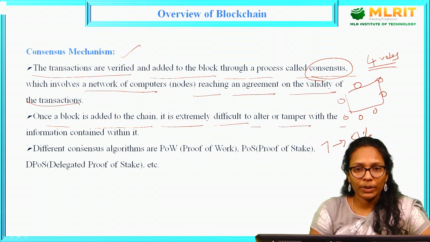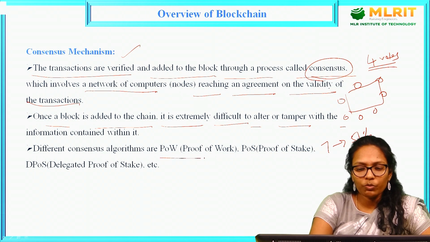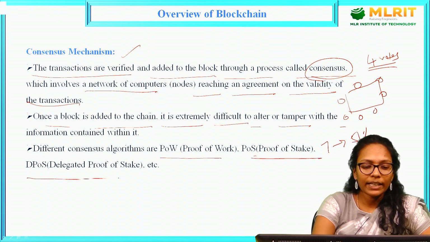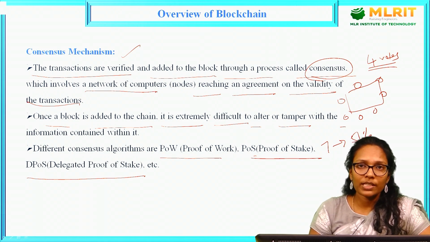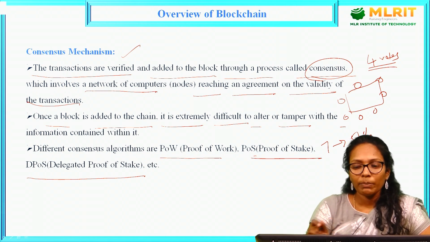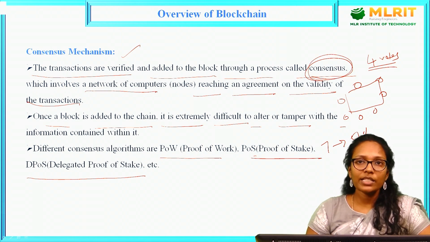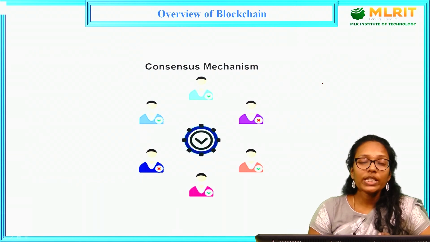And we have different consensus mechanisms based on the requirement of the blockchain. We can use different mechanisms. The first one is proof of work, then proof of stake, and delegated proof of stake. We have others also. We have so many different types of consensus mechanisms. In later videos, we will discuss this in depth. But what is consensus? It is a mechanism to validate a transaction.